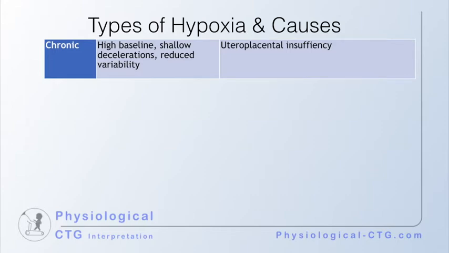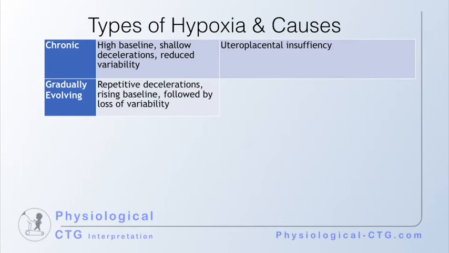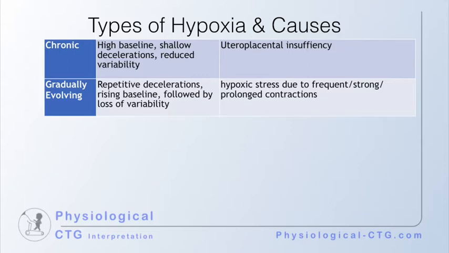Gradually evolving hypoxia is due to hypoxic stress as a result of prolonged, overly frequent or overly strong contractions. There will be repetitive decelerations, followed by a rise in the baseline, with a subsequent loss of variability. These babies are demonstrating an ability to compensate for hypoxic stress. However, after a prolonged period, these babies will run out of reserve and start to decompensate.